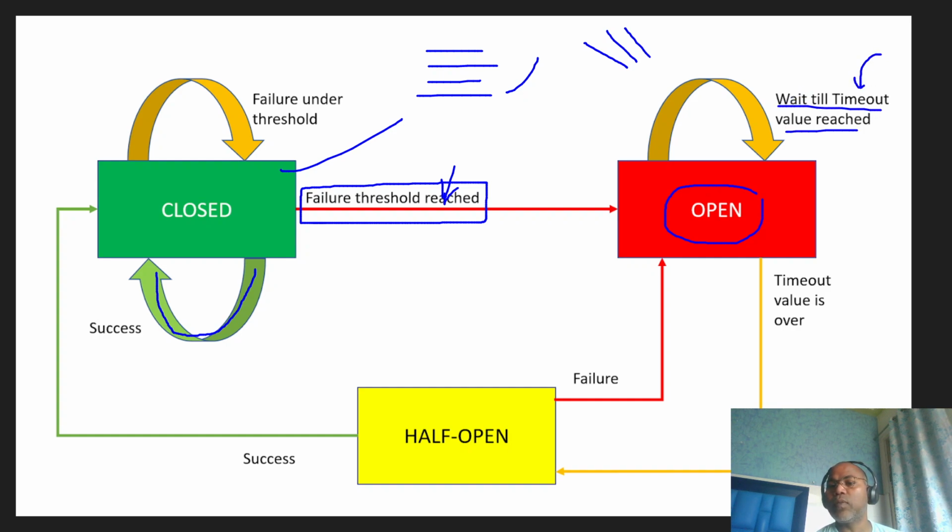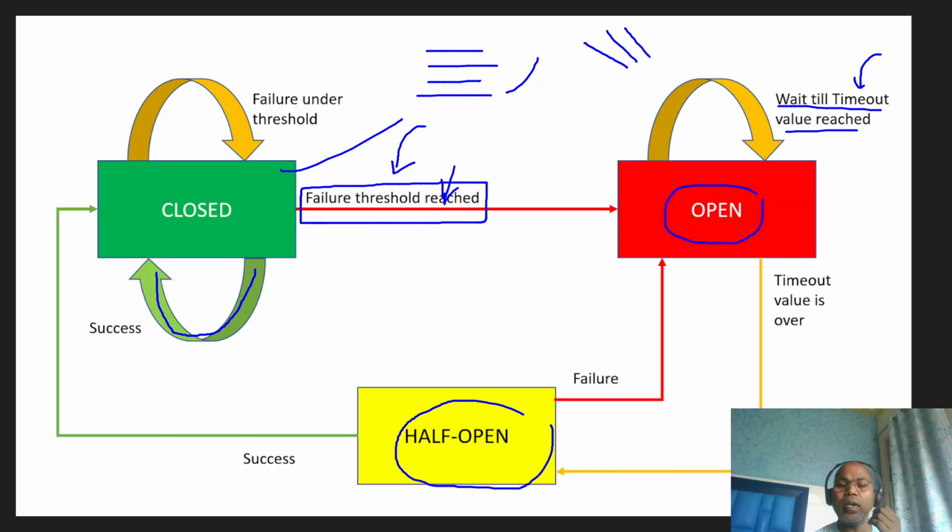There is a timeout concept here, and there is a threshold. First, the key concept of a threshold: the threshold decides when I am going to stop my circuit, so that we stop sending requests to the respective client or server. A timeout applies when our circuit is open, meaning no request goes to our server. After some timeout, once the timeout is over, the circuit goes to the half-open state.